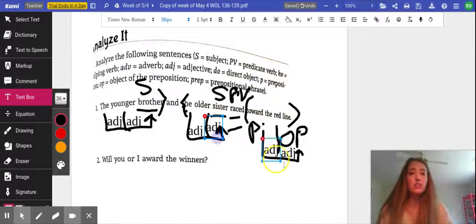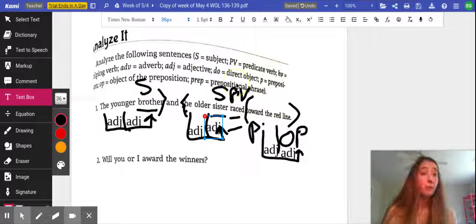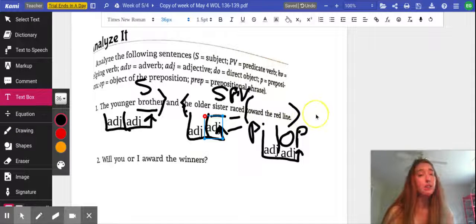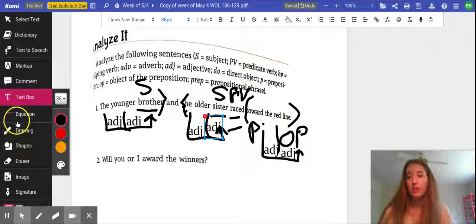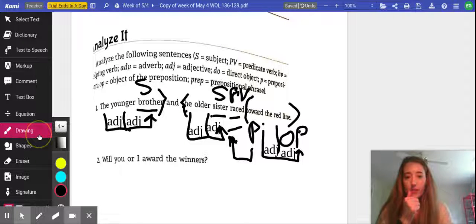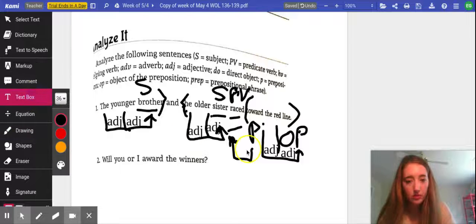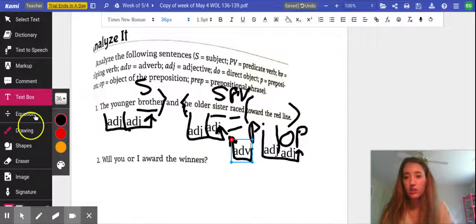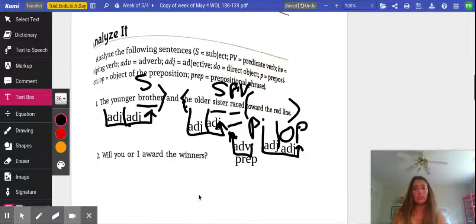Okay, and last but not least, we are going to draw a line from our prepositional phrase to our predicate verb because the prepositional phrase toward the red line tells us where they raced. It modifies raced. I'm going to put a little ADV there. And ADV prep. Okay, so that's sentence 1.